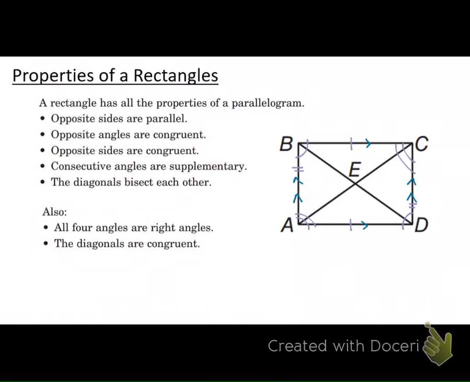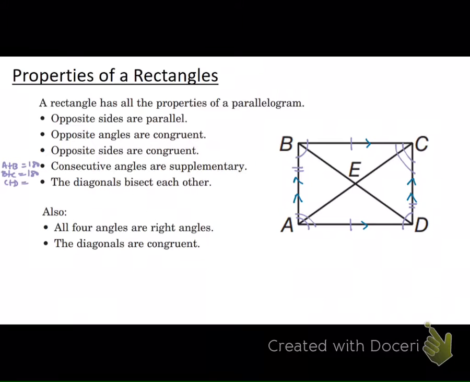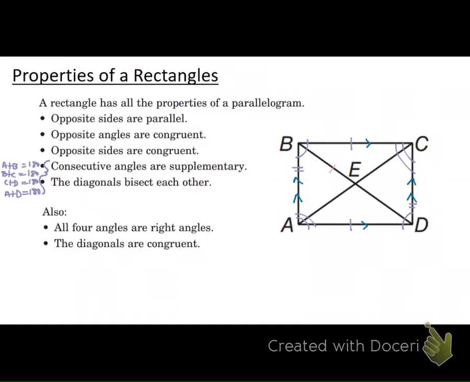Consecutive angles add to 180. So that's saying A plus B equals 180, B plus C equals 180, C plus D equals 180, and A plus D equals 180. So consecutive angles still add to 180. And the diagonals bisect each other. So these are all the properties of the parallelogram.